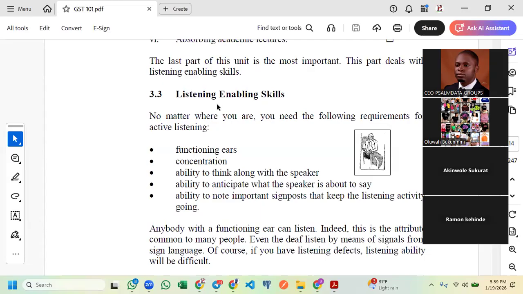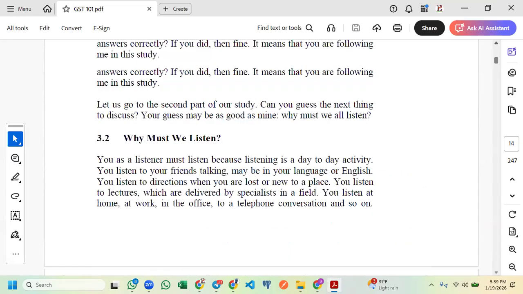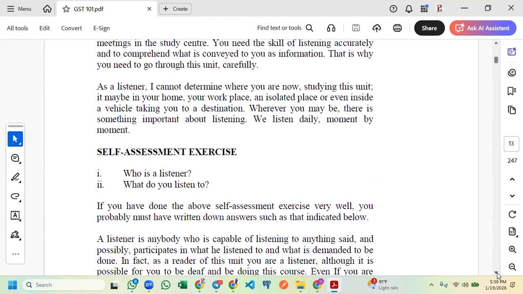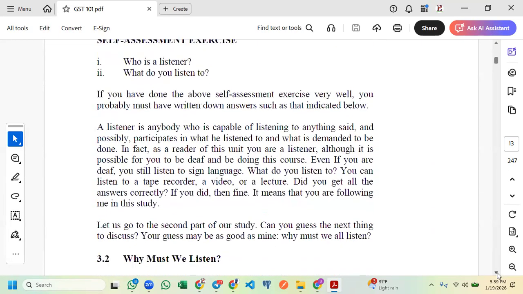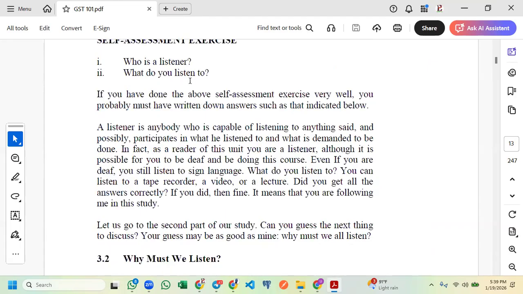So that was the idea we passed in the last class. We started with the definition of listening. So I think we need to quickly recap that before we move into another thing today. We started with who is a listener and why must we listen? So we are going to answer these two questions before we can say that we've recapped last class.